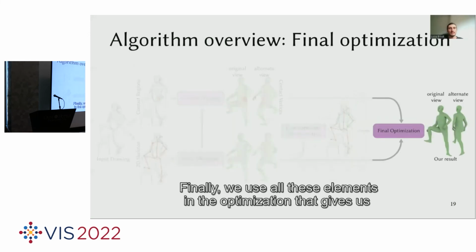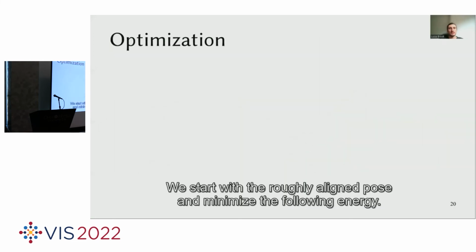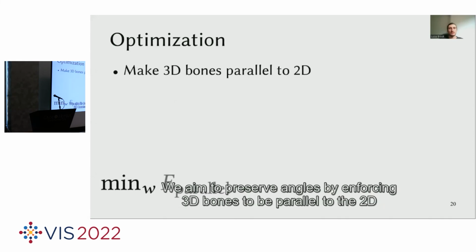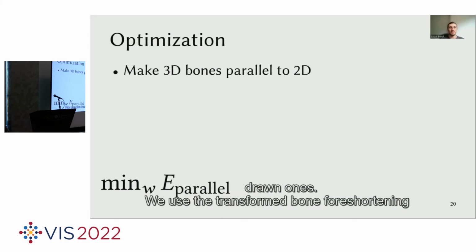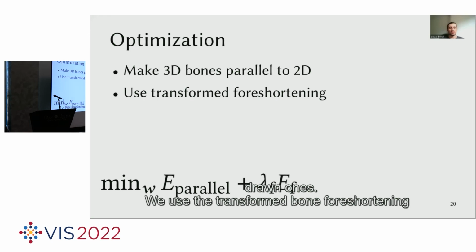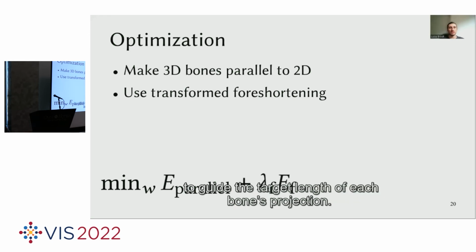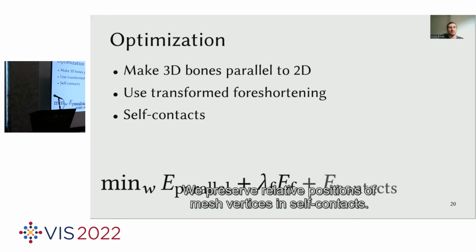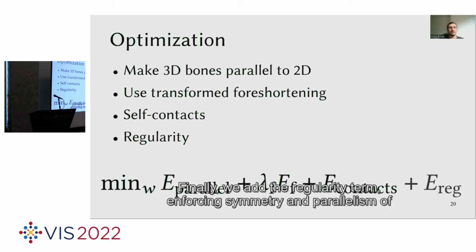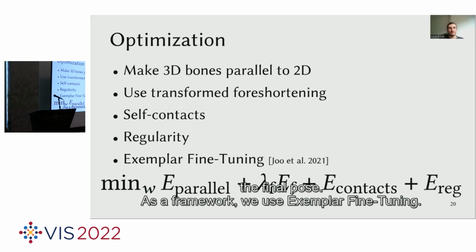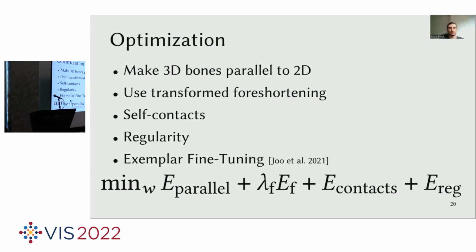Finally, we use all these elements in the optimization that gives us the 3D pose. We start with a roughly aligned pose and minimize the following energy. We aim to preserve angles by enforcing 3D bones to be parallel to the 2D drawn ones. We use the transformed bone foreshortening to guide the target length of each bone's projections. We preserve relative positions of mesh vertices and self-contacts. Finally, we add the regularity term, enforcing symmetry and parallelism of the final pose. As a framework, we use exemplar fine-tuning.